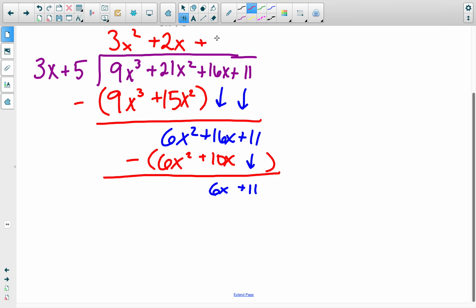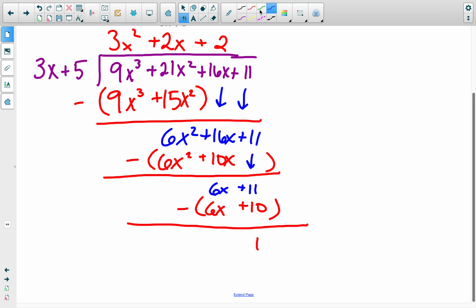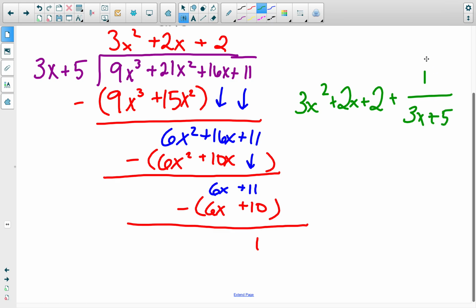Okay, 6x. To get that, we need to multiply 3x times 2. We're going to multiply both terms times 2, and then we're going to subtract one final time. And we get a remainder of 1. So our answer is going to be 3x squared plus 2x plus 2. We're going to have our remainder 1 over our outside expression, 3x plus 5.